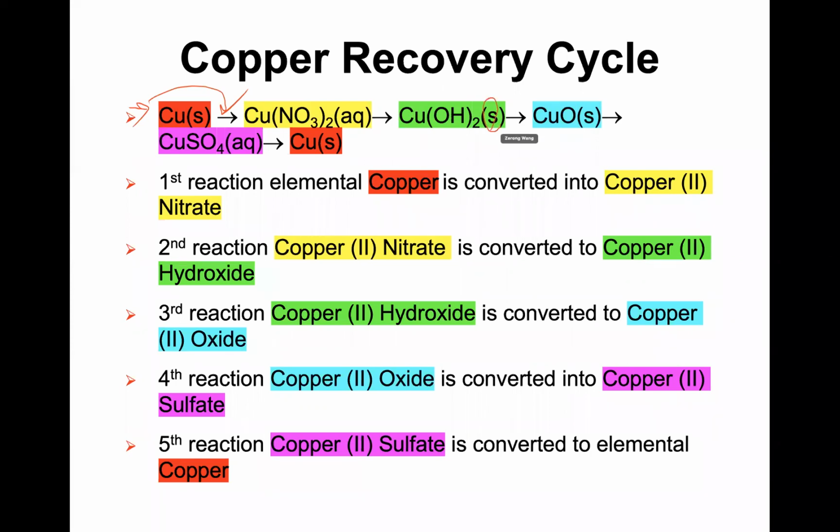From here, we could simply react this solid with sulfuric acid to form the copper sulfate, but we simply heat it, do the decomposition, and allow it to generate copper oxide. So this one is also a solid. After that, we change it to copper sulfate. Then we reduce that to copper again. So you can see we have a total of 5 reaction steps, and we will look at every step in detail on the next and following slides.